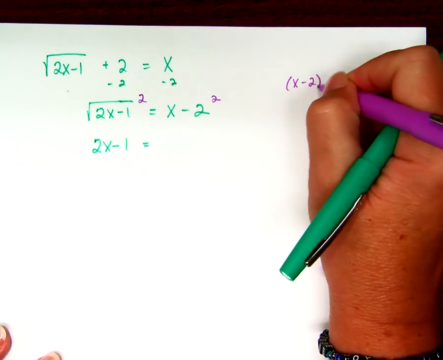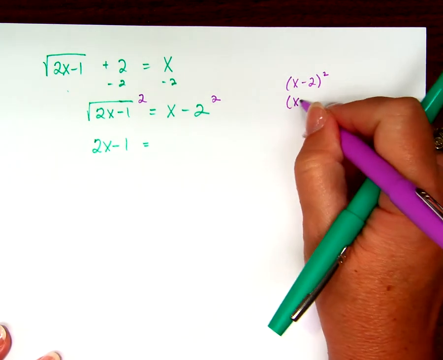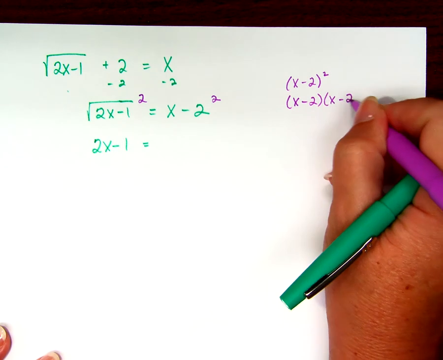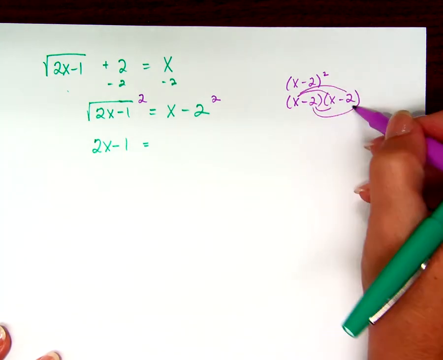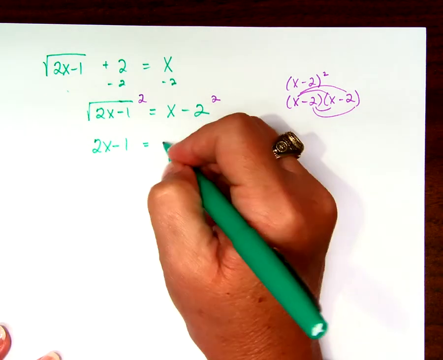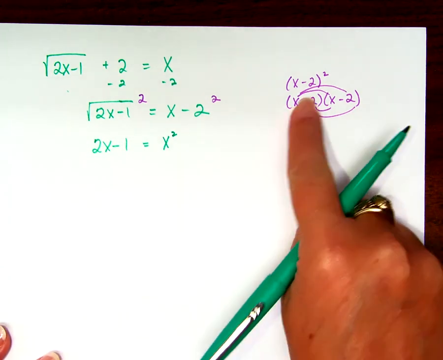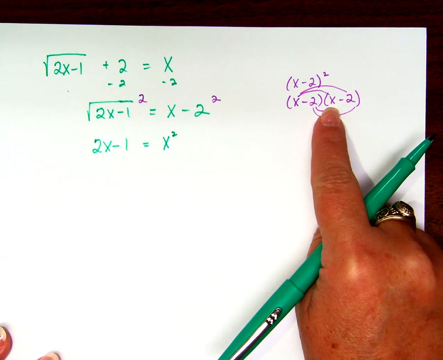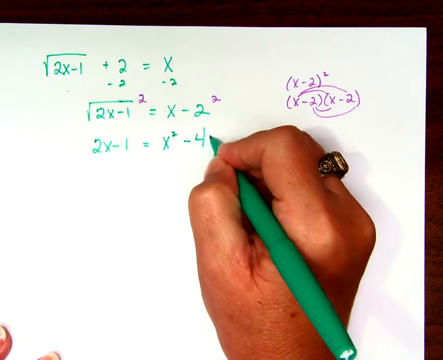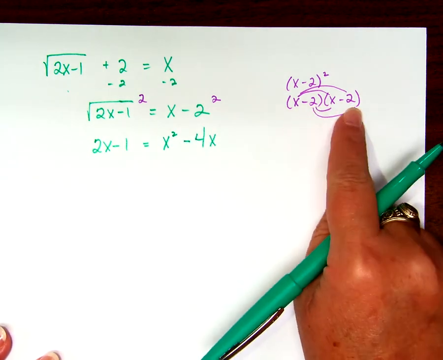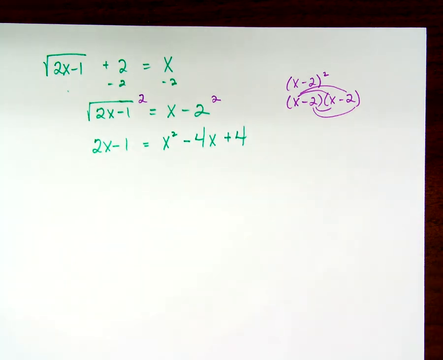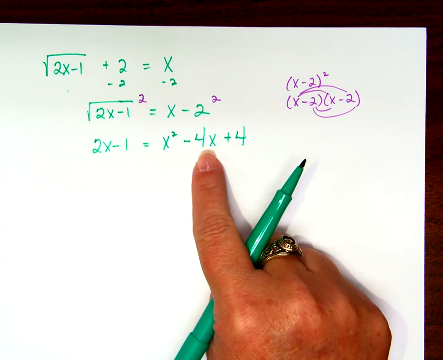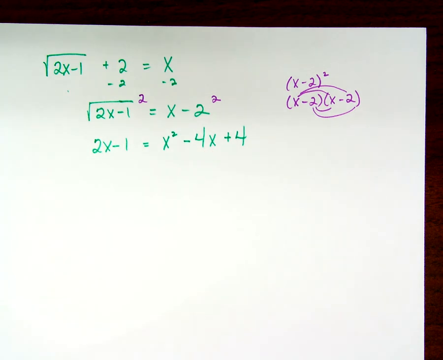x minus 2 squared means x minus 2 times x minus 2, right? I have to distribute. I do get x squared, but I also get minus 2x, which is minus 4x, and then I get negative 2 times negative 2, which is plus 4. If you don't distribute, you will always miss this middle term, and you will get the problem wrong. I don't want you to do that. Okay? Now what?